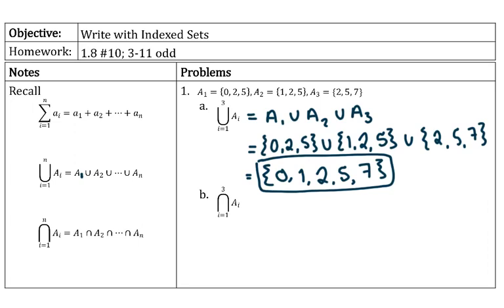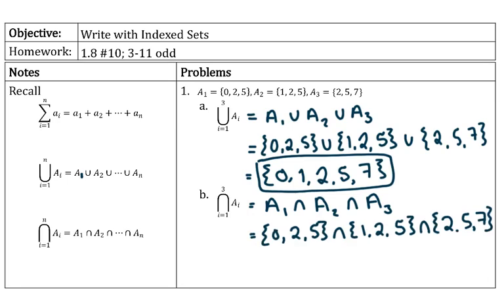Now if we're looking at the intersection, here we're looking at the intersection of the index sets 1 through 3. And now looking for the intersection, we're looking for what do they all have in common, and that would be 2 and 5. So in this case, the intersection of these index sets would be {2, 5}. So here's a nice set where we just have them all listed out.